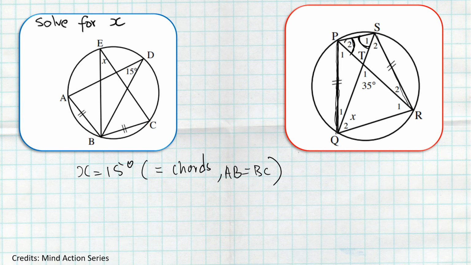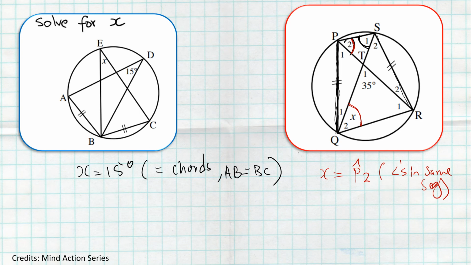So how can we solve for x? We can relate this with theorem number 4. We say that angles in the same segment are equal. Can you see? Angle x is the same as angle P2, because these are angles in the same segment.